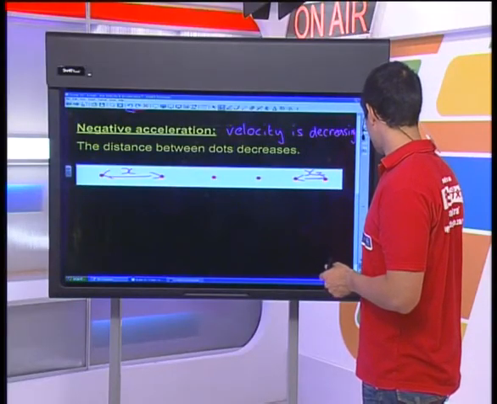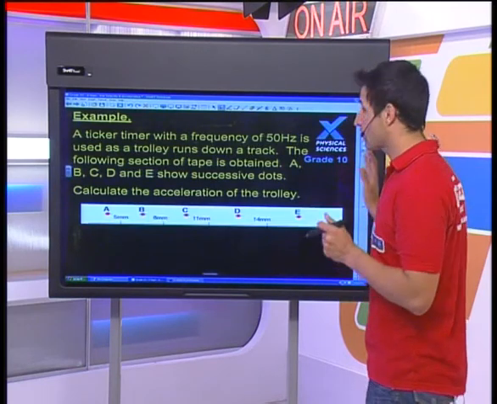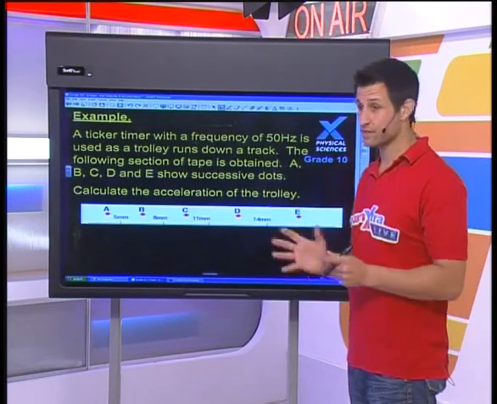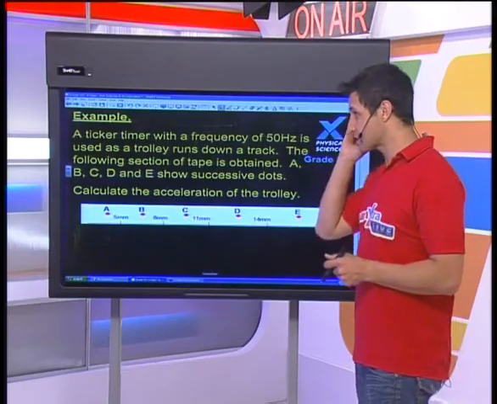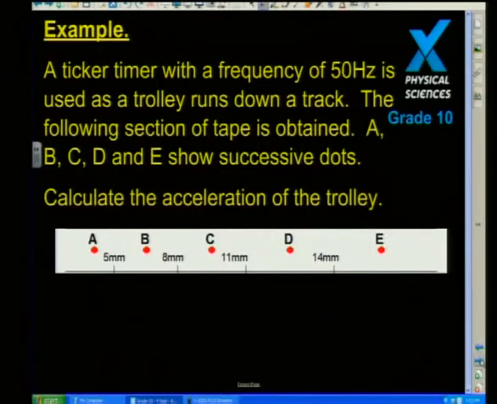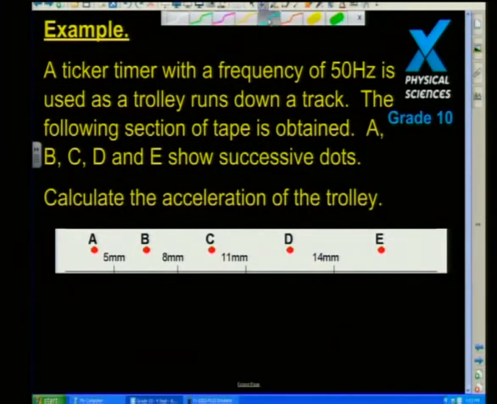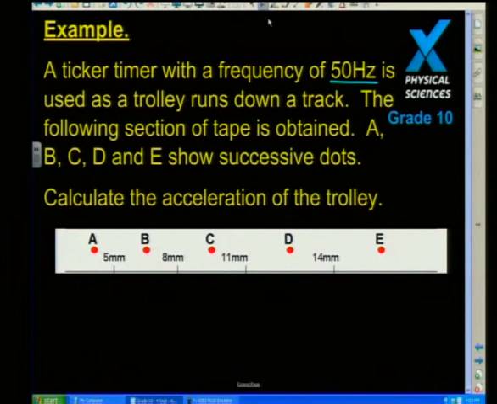What we're going to do is try and figure out what my velocity and acceleration is. Now, I've got a ticker timer with a frequency of 50 hertz. Let's just highlight the important info. Right, there it is. 50 hertz is used as a trolley runs down a track, so that means that I was dragging that paper, that ticker tape. The following section of tape is obtained.